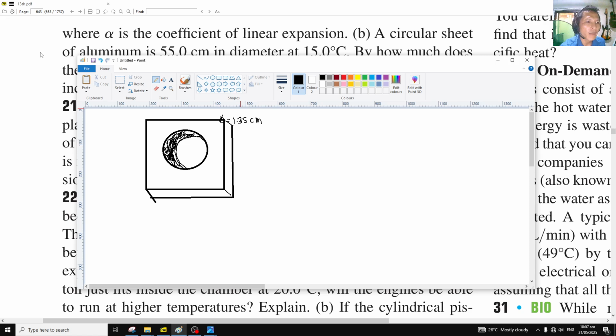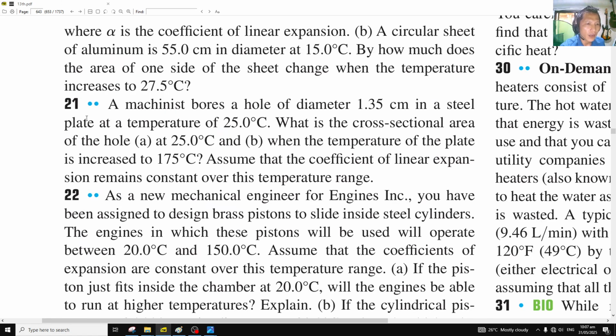Now, what's your question then? When the temperature of the plate is increased to 175 degrees Celsius, what is the cross-sectional area of the hole? At 25, that is just straightforward mathematics. That would be the area of that hole. Cross-sectional, ha? This is different from the surface area. So look at your geometry.